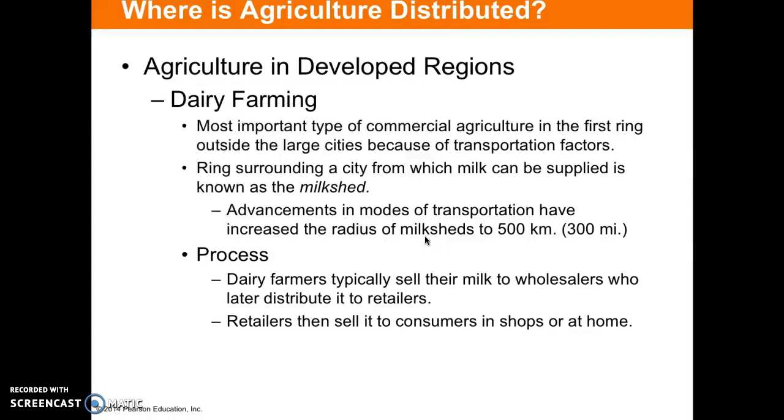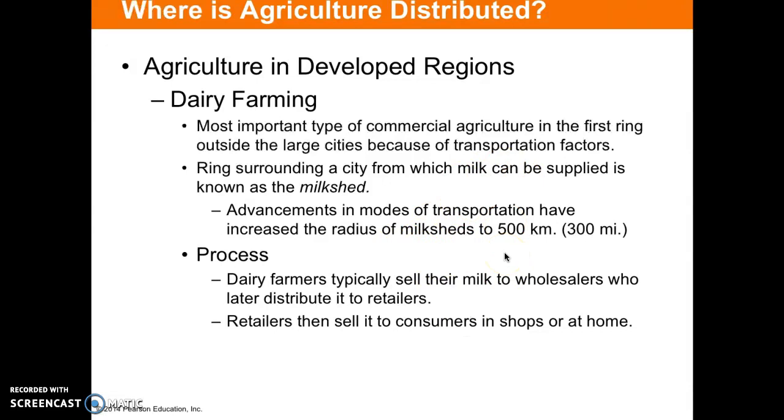Another type of agriculture in developed regions would be dairy farming. This is one of the most important types of commercial agriculture in the first ring outside large cities because of transportation factors. The area in which a dairy farmer will sell their milk product is usually referred to as the milk shed. And even though we have advances in technology, we have refrigerated cars, most of your milk still comes from an area within about 500 kilometers.